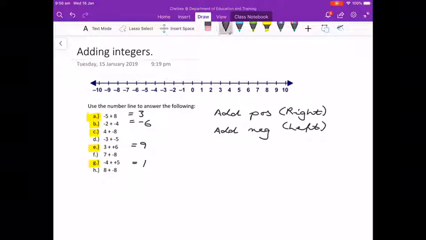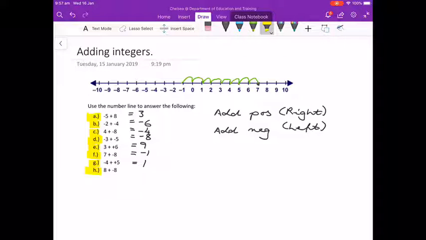4 plus -8. We start at the 4, we're adding a negative, 1, 2, 3, 4, 5, 6, 7, 8. Answer's -4. We have -3 plus -5, starting at the -3, adding a negative, 1, 2, 3, 4, 5. 7 plus -8, we start at the 7, adding a negative, 1, 2, 3, 4, 5, 6, 7, 8.